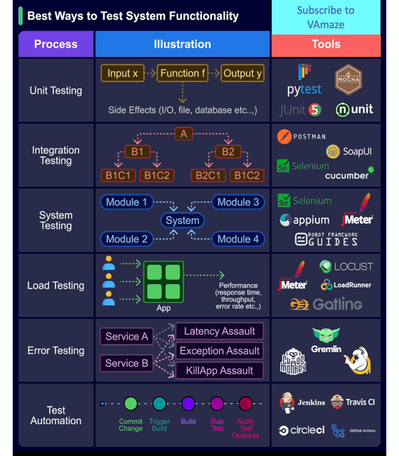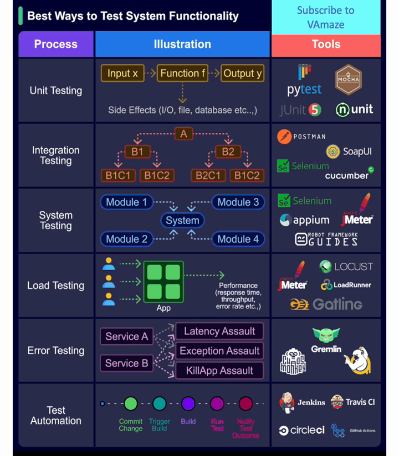1. Unit testing, building blocks of quality. Unit testing forms the foundation of your testing pyramid. Think of it as examining each individual Lego block before building your masterpiece. In unit testing, we isolate individual functions or components and verify they perform correctly with specific inputs and produce expected outputs. The process. Input, specific test data or parameters.